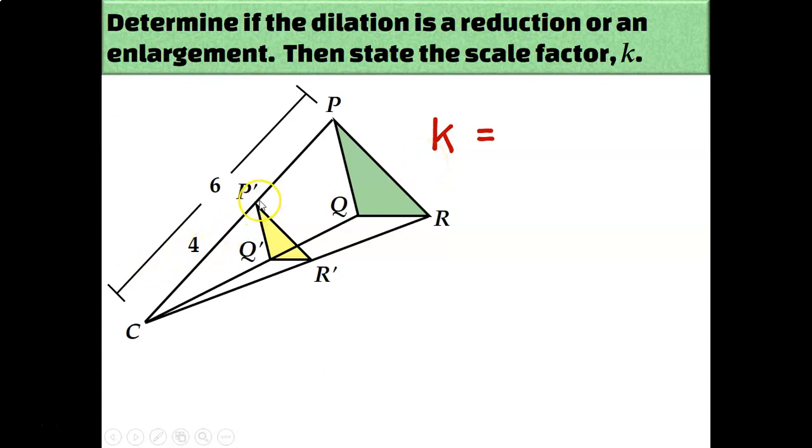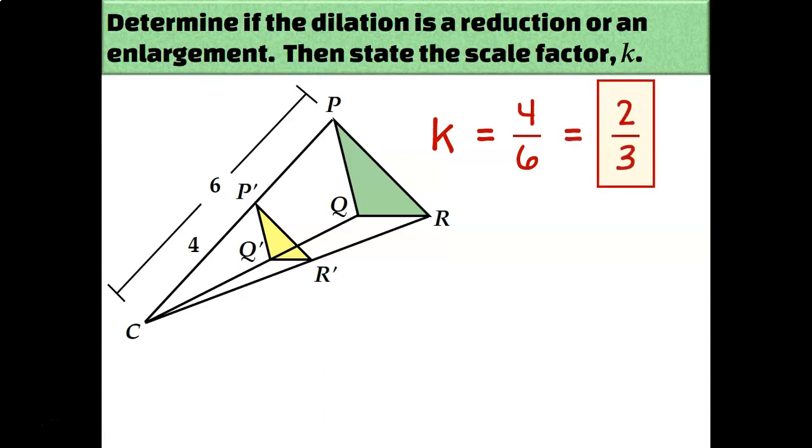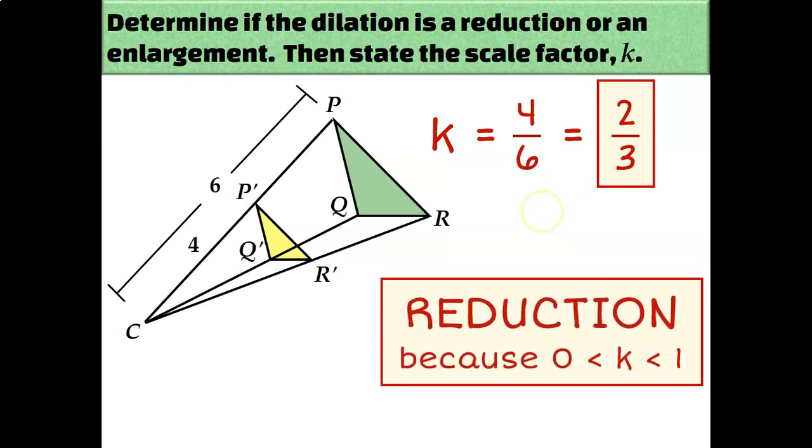My new length is from P prime to C, so that would be 4. And my old length is from P to C, so that would be 6. You could say that your scale factor was 4/6, but really that's incorrect because you could reduce that fraction, so we would say that the scale factor is 2/3. And you'll notice that 2/3 is less than 1, so again that confirms that our dilation was a reduction.